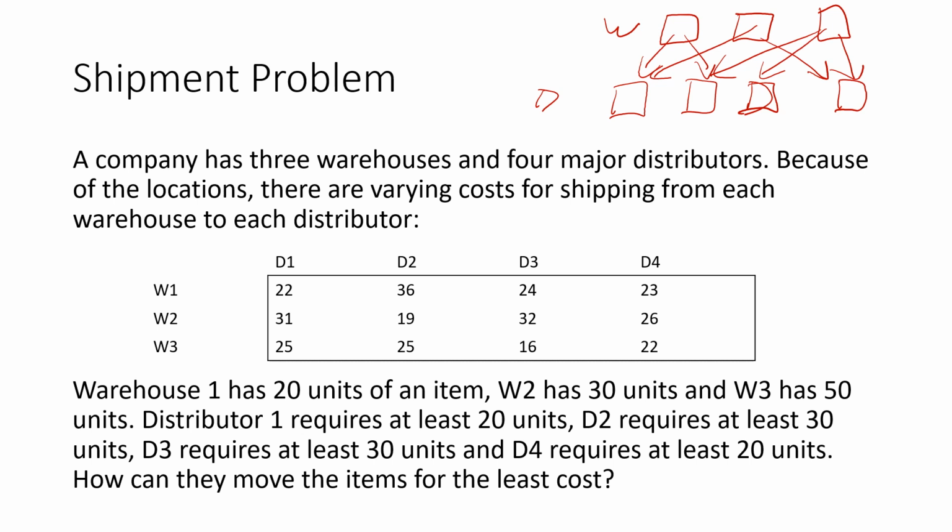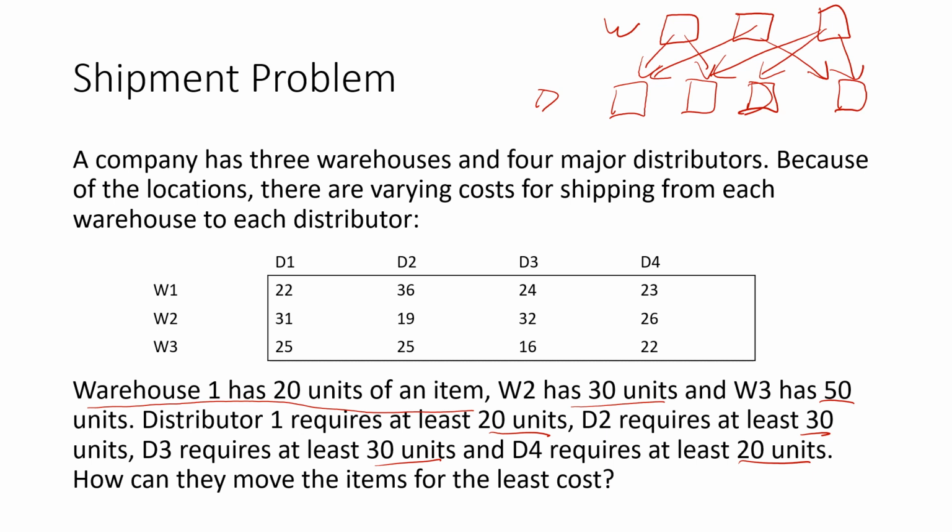So this says that each warehouse has 20 units of an item, 30 units, 50 units of the items in the warehouses. So each warehouse only has so much stuff. Each distributor has certain requirements. So the distributor needs a certain amount, each warehouse only has a certain amount. So those are some of the things that are holding us back. We can't ship more than they need, and we can't ship more than we have.